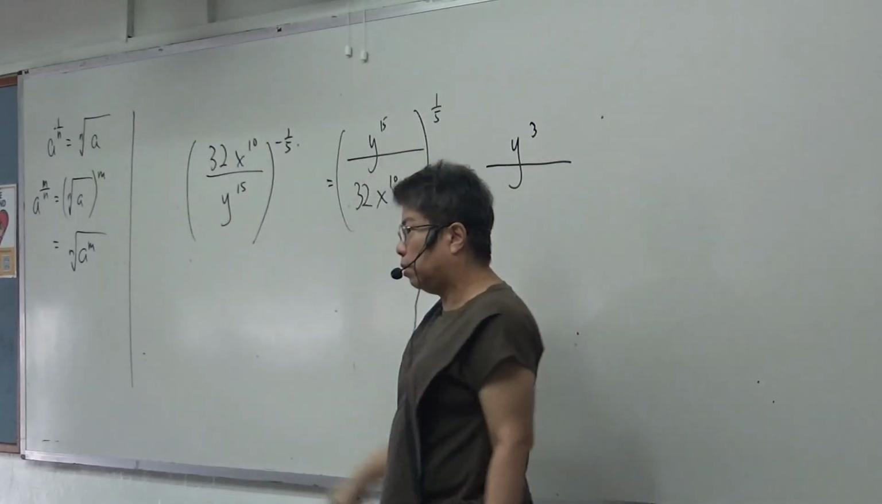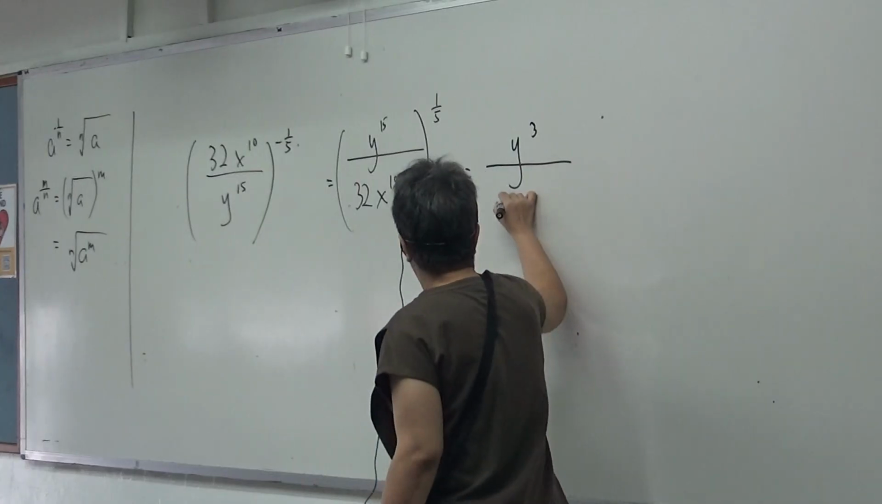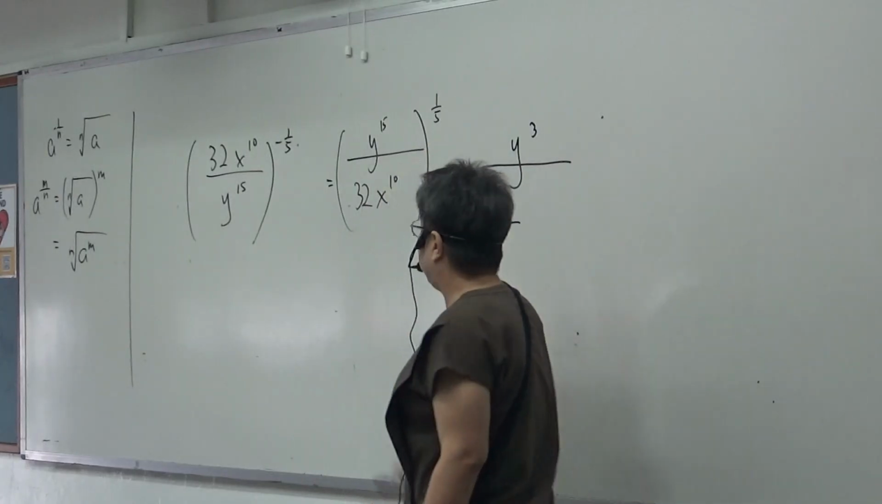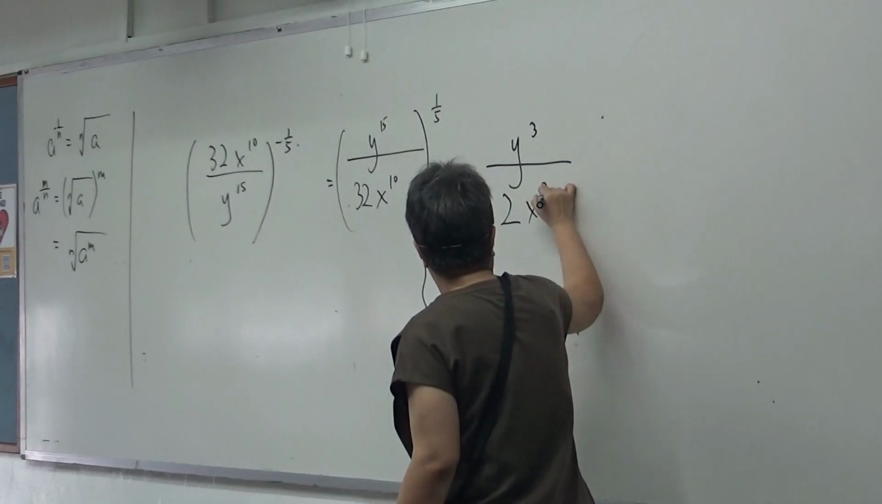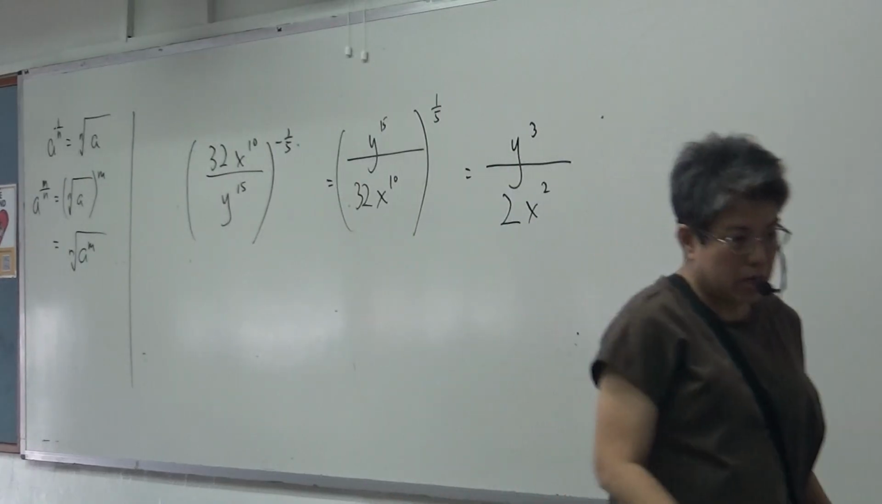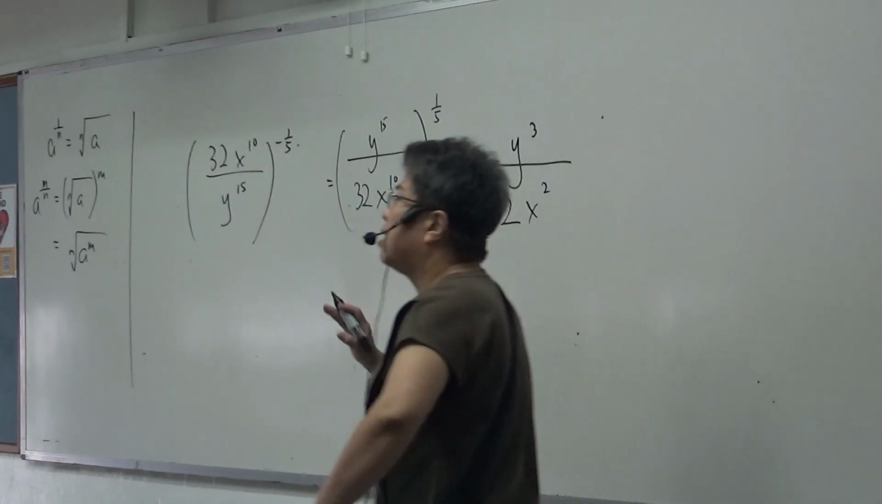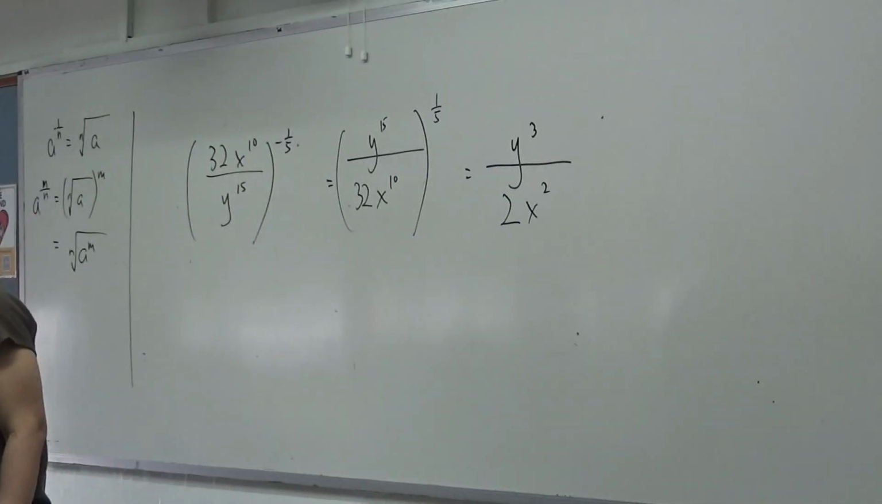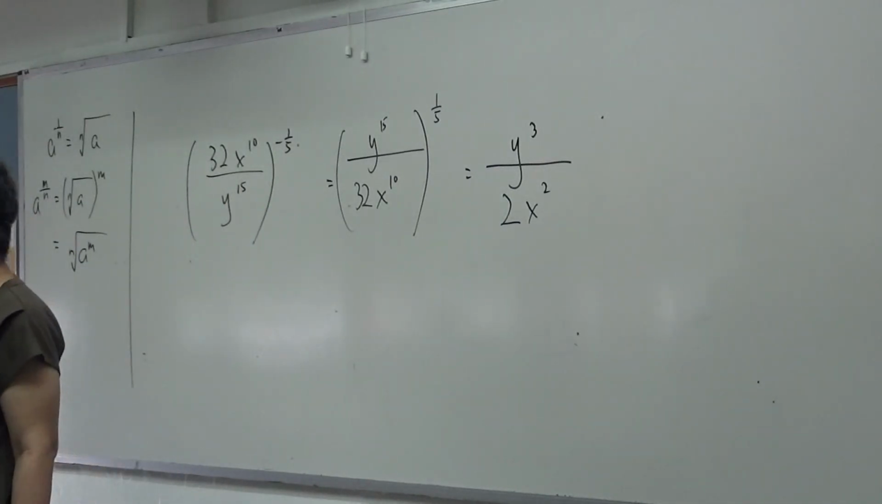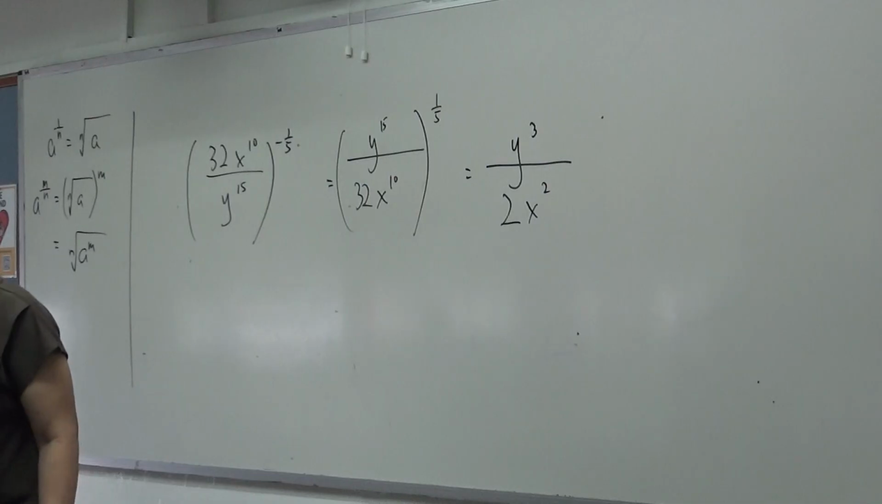32 to the 5th root. 2. 10 times 1/5. X squared. So I simplified already. Then you check, are all the powers positive numbers? Yes. So it's done already. Everybody clear? Now, what's the moral of the story? Do not do it so fast that you make careless mistakes. Understand? Also, don't take 2 hours in the exam to do 1 question, or there will not be enough time. Okay?